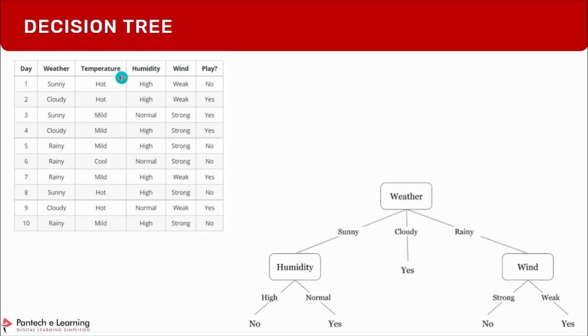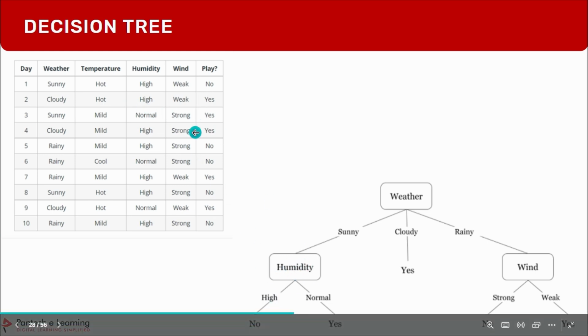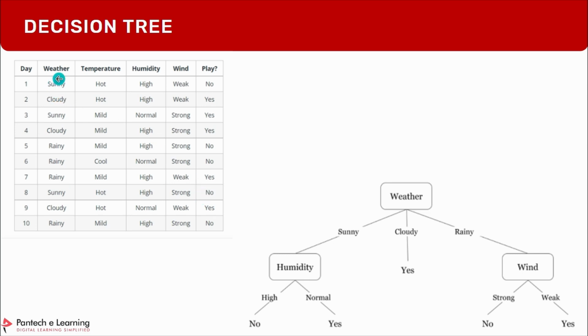So I'll be going with the next step, which is I can go with humidity or temperature like that. So I'm checking humidity. Sunny and high, play is no. Okay, sunny and normal, play is yes. See here. So we can go and check the next one. Sunny and high, play is no. So these two match, right? Sunny and humidity is high, the play is no.